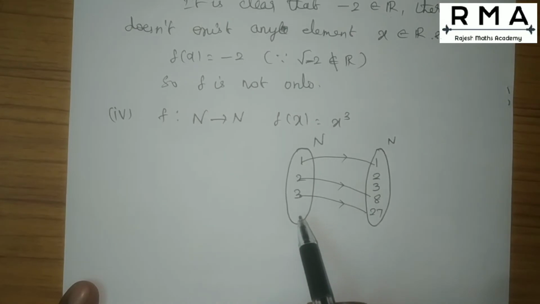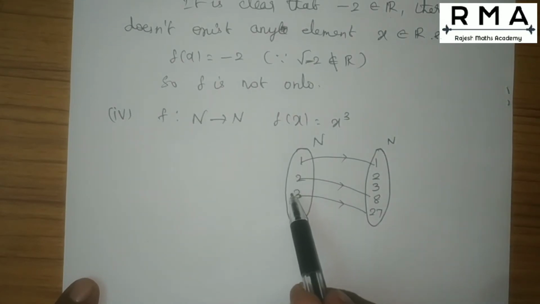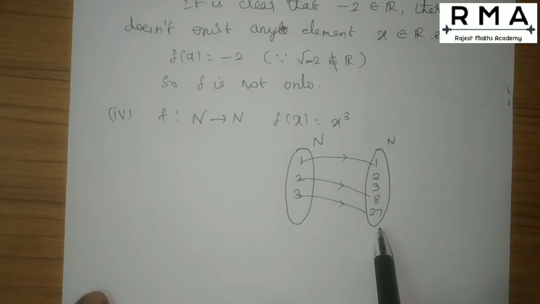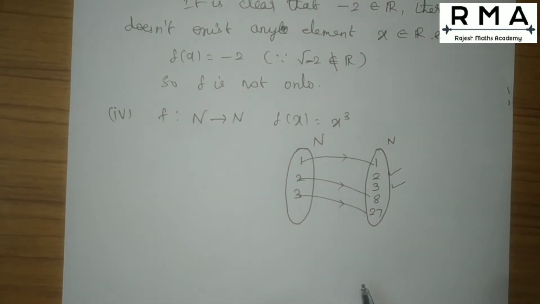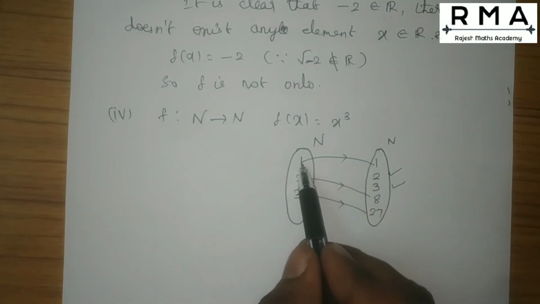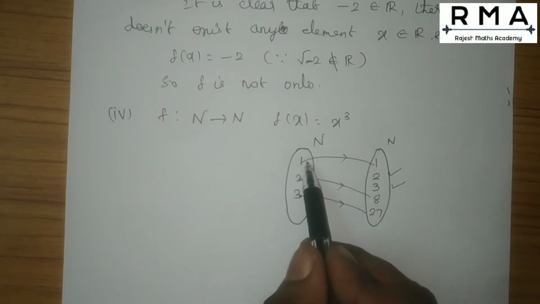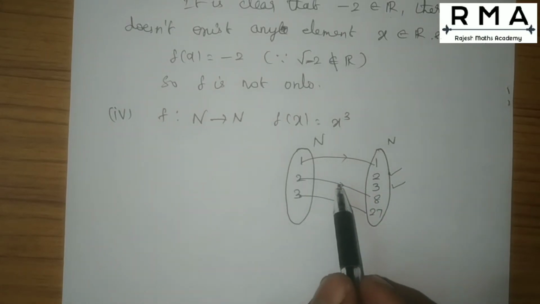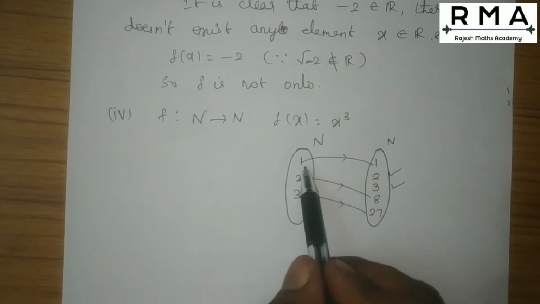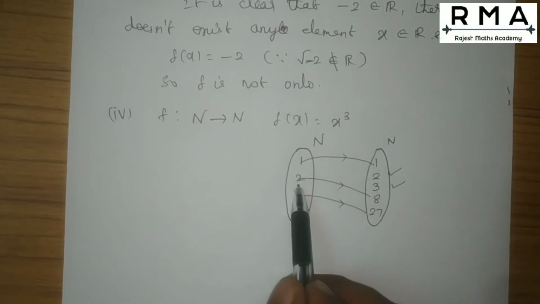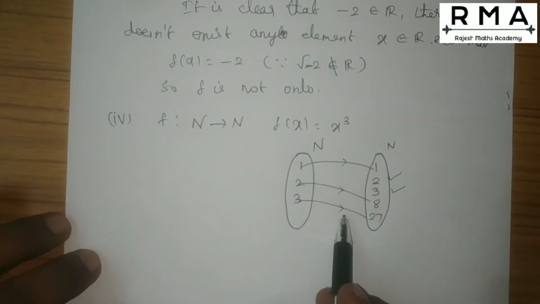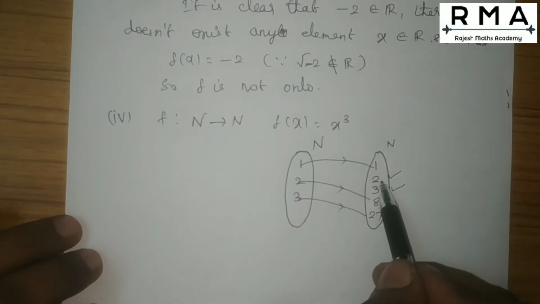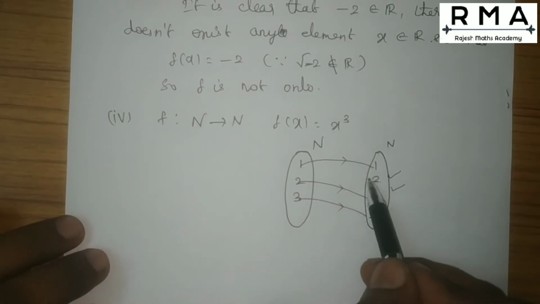So clearly I can find every natural number's cube that I can map here. But what about 2, 3? These numbers are left unmapped. So it is 1-1, because elements have distinct images. That is, 1 has only one image, 2 has only one image, 3 has only one image. So it is clearly 1-1. What about onto? It is not onto, because 2, 3, these elements are left unmapped.